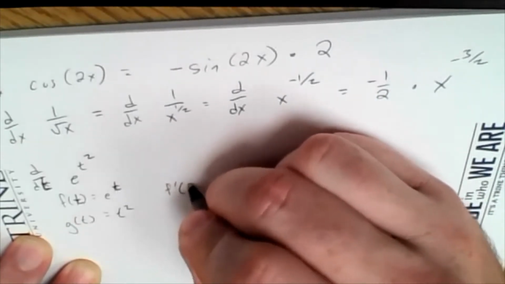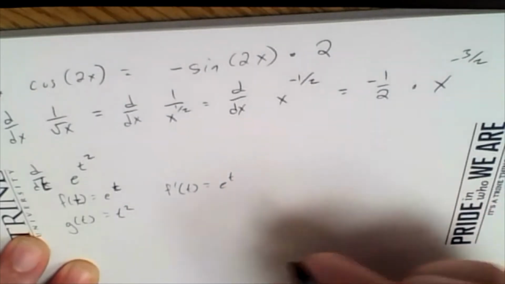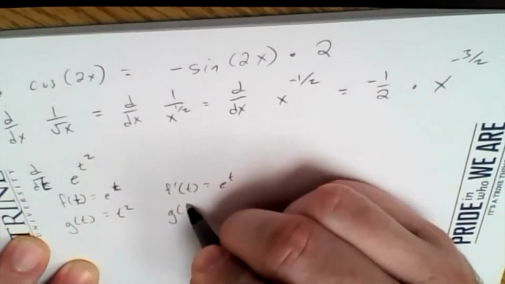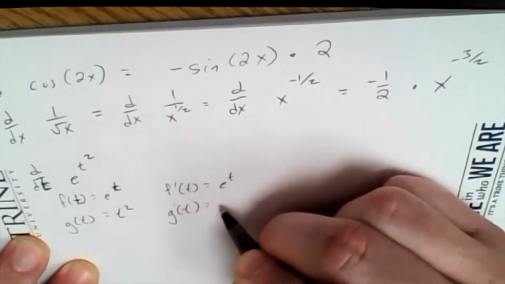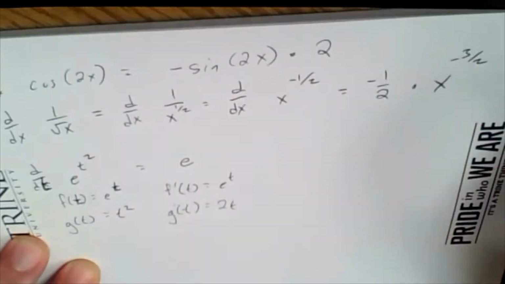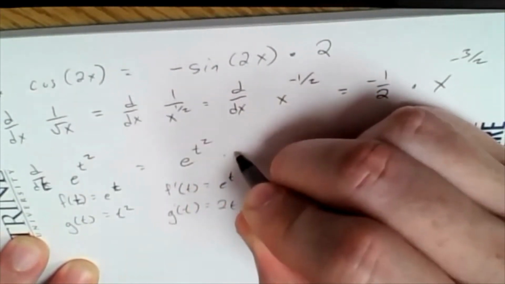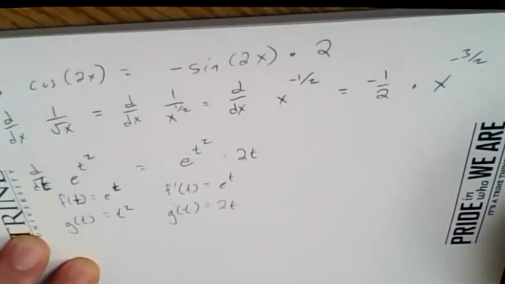Now, the exponential function is its own derivative, so there's my f prime. The derivative of t squared is 2 times t. So once again, I just put my pieces together. The solution is going to be e to the power t squared times 2t.